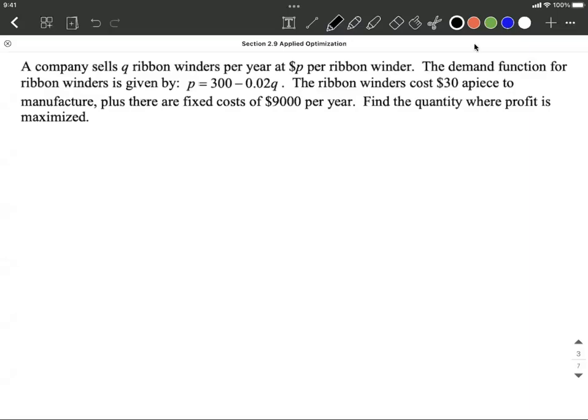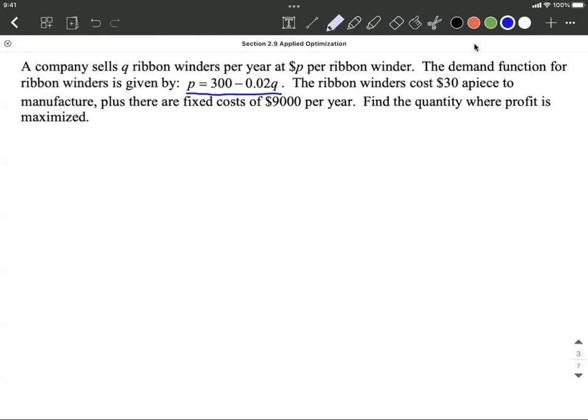In this example, we're going to be maximizing profit. So we're given some information about this company. This company sells Q ribbon winders per year at P dollars per ribbon winder. All right, then we're given a demand function for the ribbon winders. Remember, demand simply connects together price and quantity. So P is price, Q is quantity.